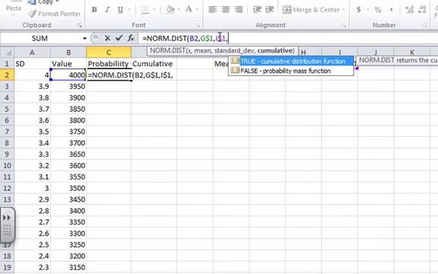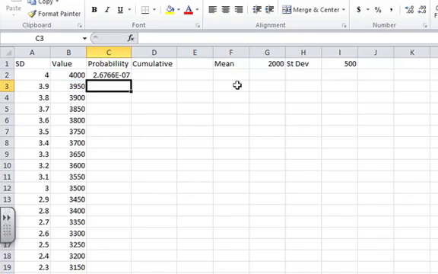And our cumulative, we'll do false and true, and you can see the difference between them. So the false is what we want right now, because it's just going to calculate the probability that a value in this distribution, with a mean of 2000 and a standard deviation of 4, has a value of 4000 exactly. And so it's going to be a very small number. So I'm going to put in false. And then close the brackets. And we end up with this very small number.